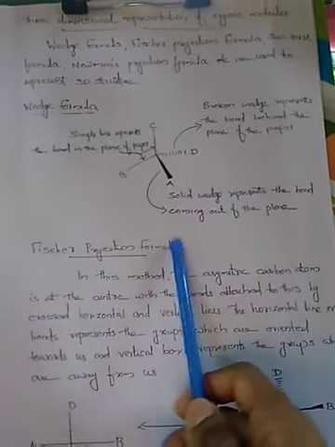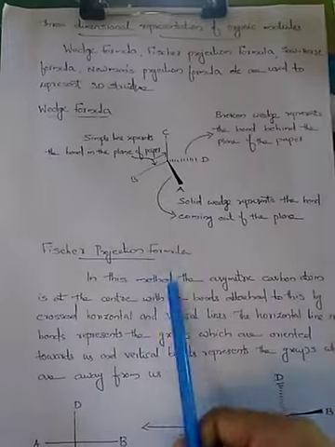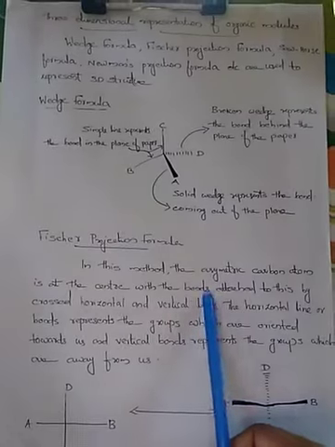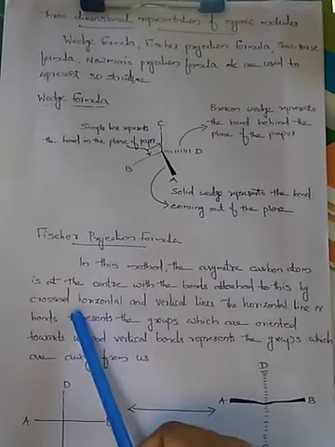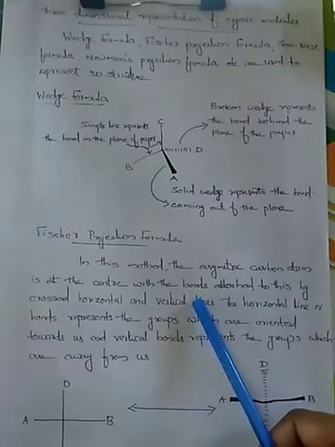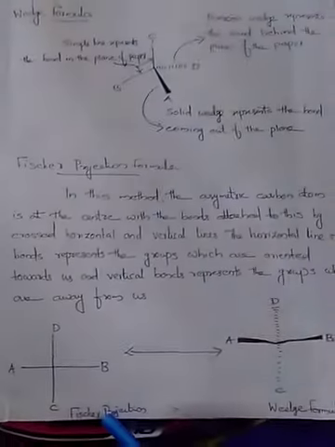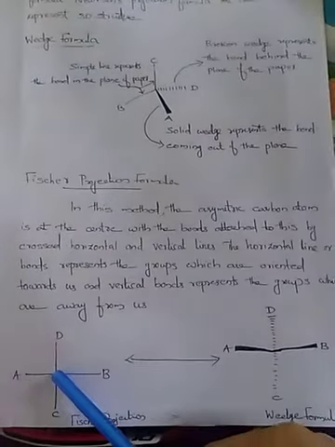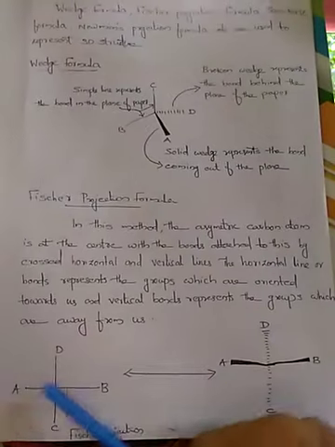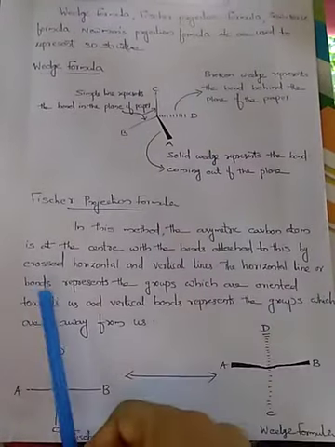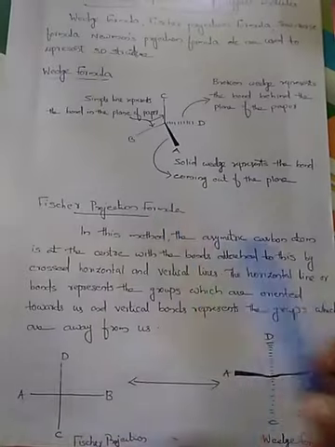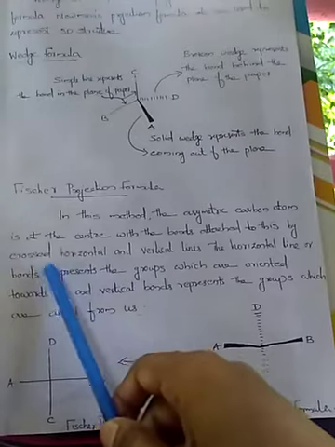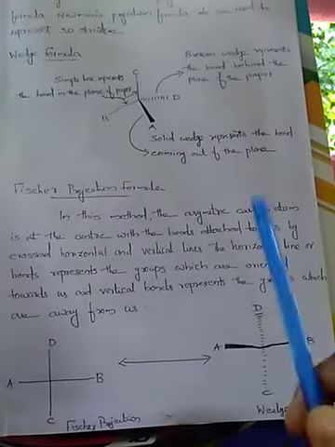Then Fischer projection formula. In this method, the asymmetric carbon atom is at the center with the bonds attached to this by crossed horizontal and vertical lines. You look at this. This is the Fischer projection formula. This is the asymmetric central carbon atom. So in Fischer projection formula, there are two kinds of lines, the horizontal lines and vertical lines. So in this method, at the central carbon atom, the bonds are crossed horizontal and vertical lines.